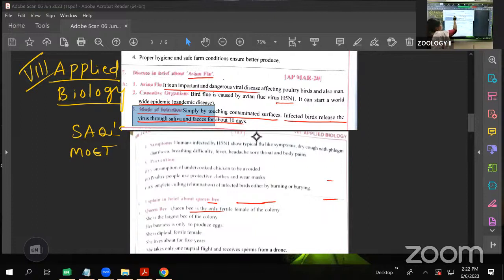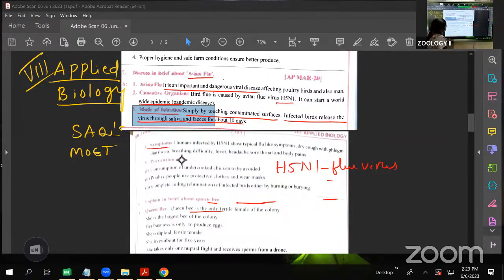Avian flu is an important, dangerous viral disease that affects poultry birds as well as humans. Next, what is the causative agent? Here I am writing: H5N1 flu virus. The flu virus causes avian flu disease, not only in birds but in humans also. What is the mode of infection? Touching contaminated surfaces, or infected birds releasing the virus through saliva and feces.